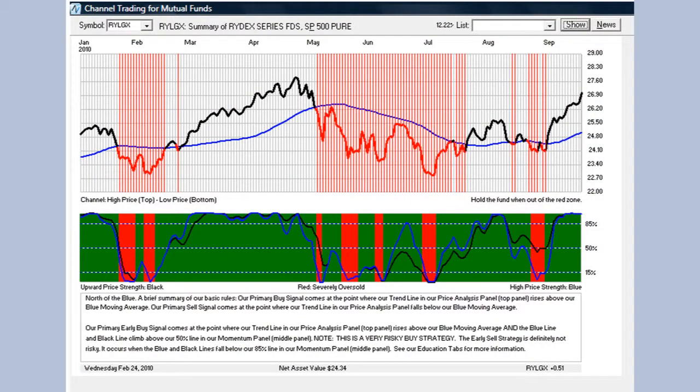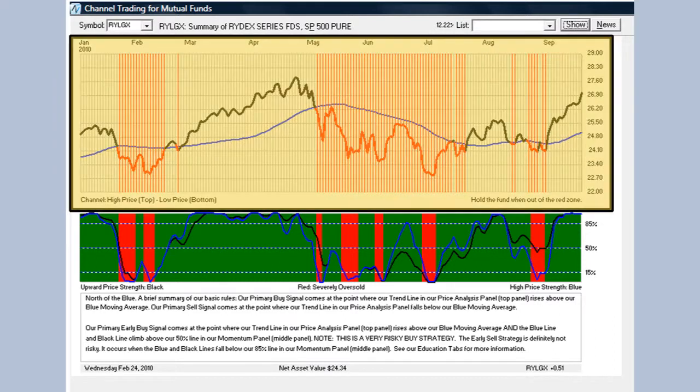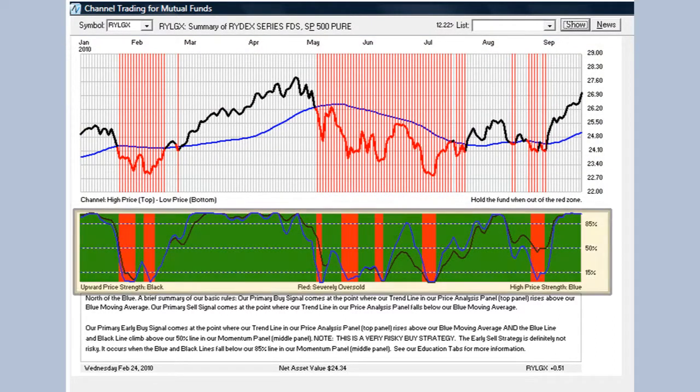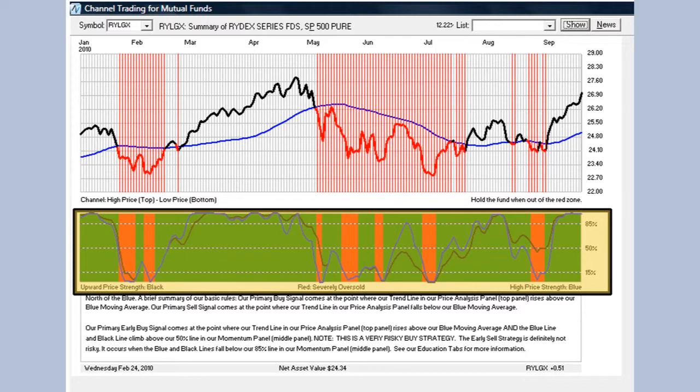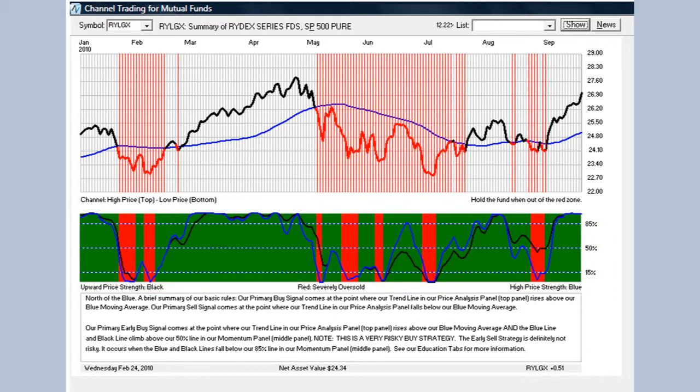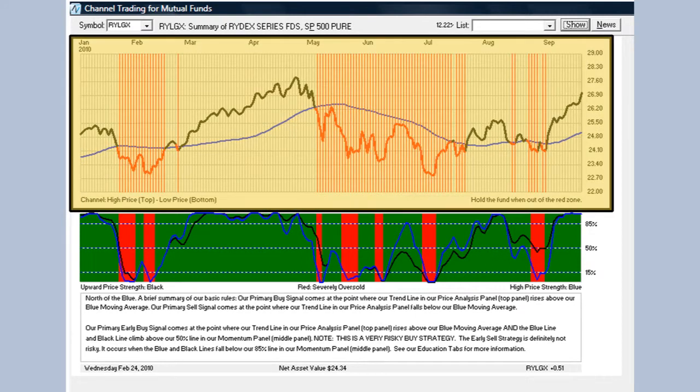The purpose of this mutual fund video is to show how easy the mutual fund program is to use. The screen is made up of two graphs. The top graph, the moving average graph, and the bottom graph, the momentum graph. We will be looking at the moving average graph only for this presentation.